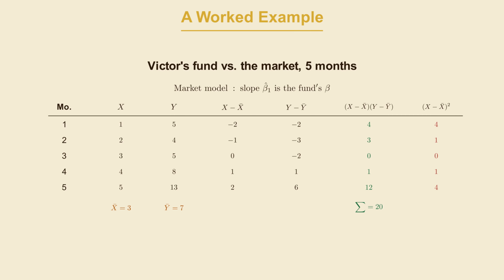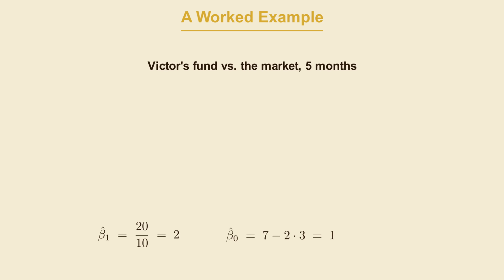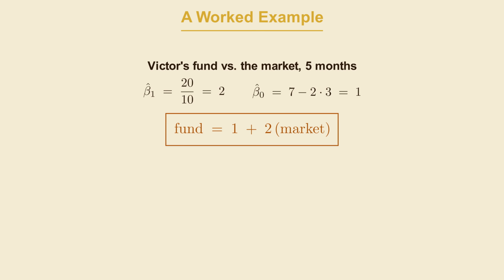For the bottom, we square the market deviations. 4, 1, 0, 1, 4. Those add up to 10. So the slope is 20 over 10, which comes out to 2. And the y-intercept is the average y minus the slope times the average x. That's 7 minus 2 times 3, which is 7 minus 6, or 1. So Margot's best fit line ends up being the fund return equals 1 plus 2 times the market return.